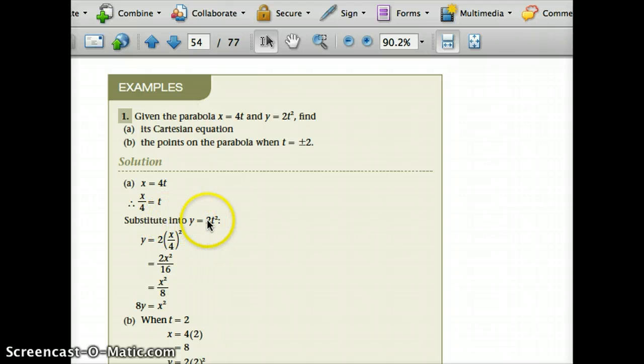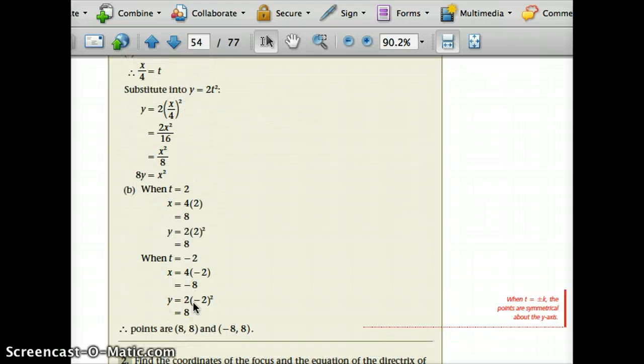Okay, have a look. Substitute in y equals 2t squared. I've put the x on 4 in and there we are. So what we found here is that y equals x squared on 8. So x squared equals 8y. Okay? Now that's the locus form, if you like. That's what we've been calling it, of the parabola. Okay? So is there any problems with that? We're happy with that? All right.